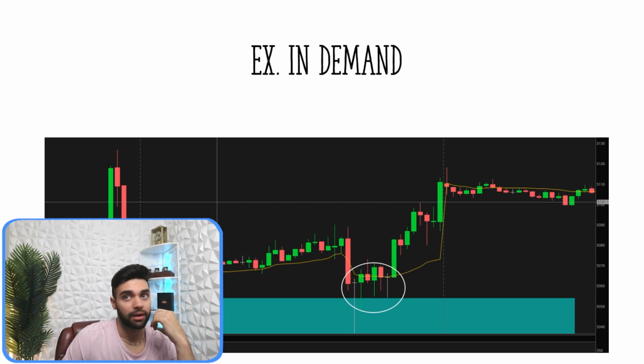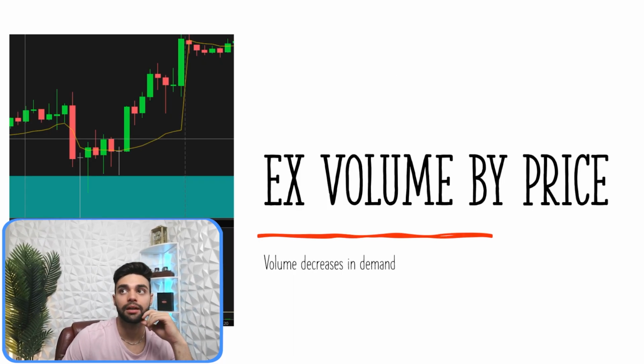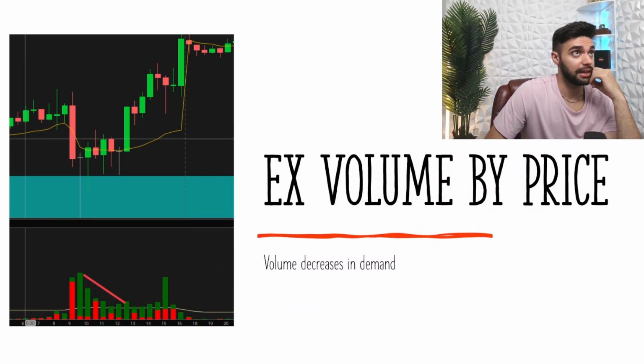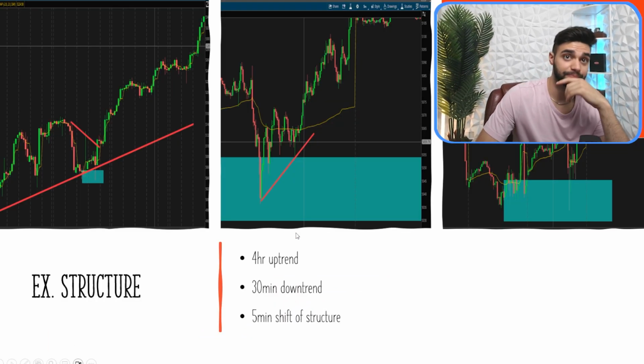Quick example, right? Right here, we're in demand, right? Volume by price. Volume is dying out. Y'all can't see it. Volume is dying out as we're in demand. Pretty simple. What is the structure, right? The 4-hour into an uptrend, 30-minute into a downtrend, 5-minute structure shift right here, right?